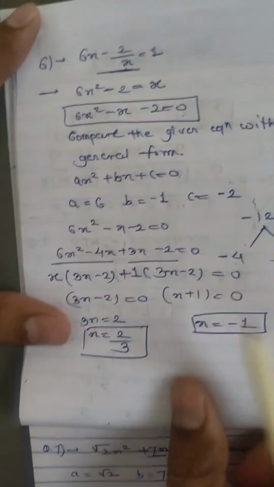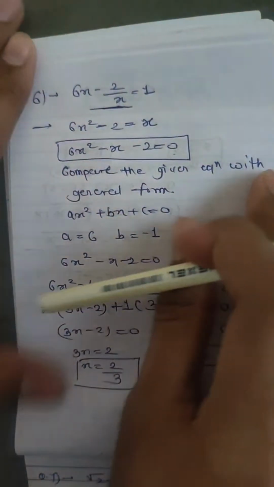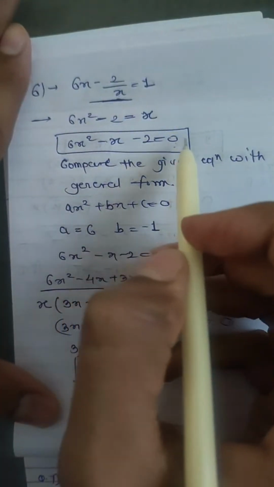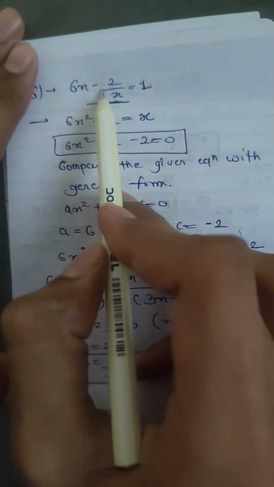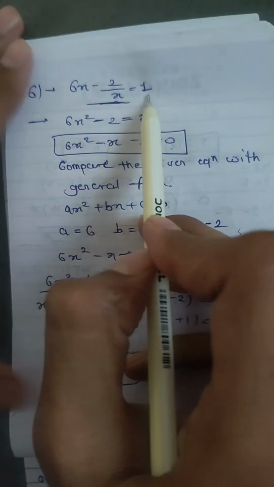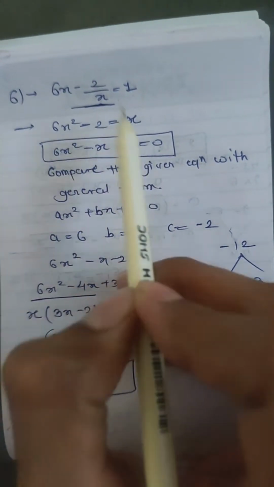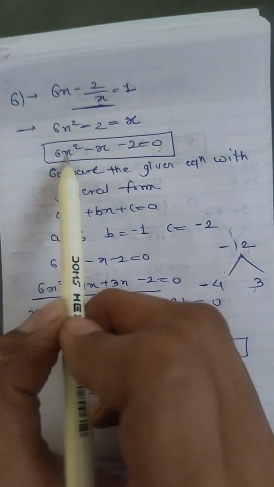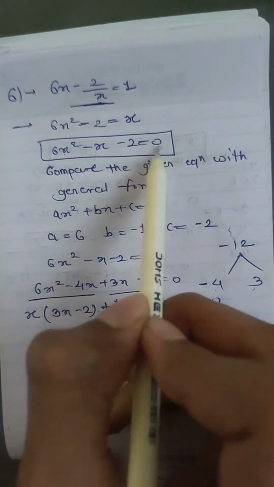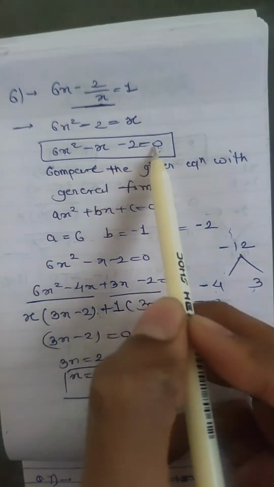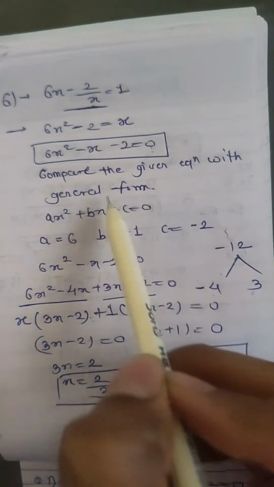Next we are doing question number 6 of question number 1 of practice set 2.1. 6x minus 2 upon x is equal to 1. So 6x square minus 2 is equal to x. So we get the quadratic equation as 6x square minus x minus 2 equals 0. So compare the given equation with the general form.